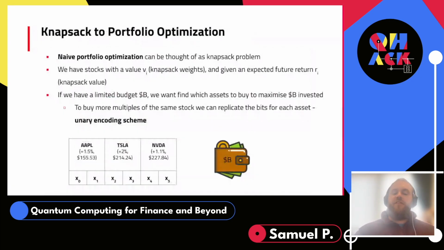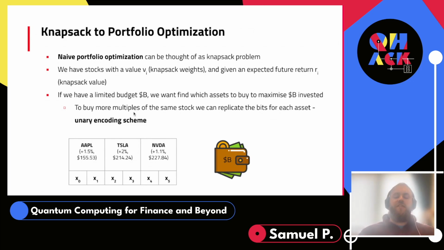So moving on to finance. How can we relate this to finance? The first step is, if we think about this naive portfolio optimization, we can think of this as a knapsack problem. If we have a universe of stocks, they all have a value and an expected future return. If we have a budget, say I have $1,000, how can I select the amount of stocks I want to maximize my future return, but to stay within my budget? So we can see that this is directly related to the knapsack problem.